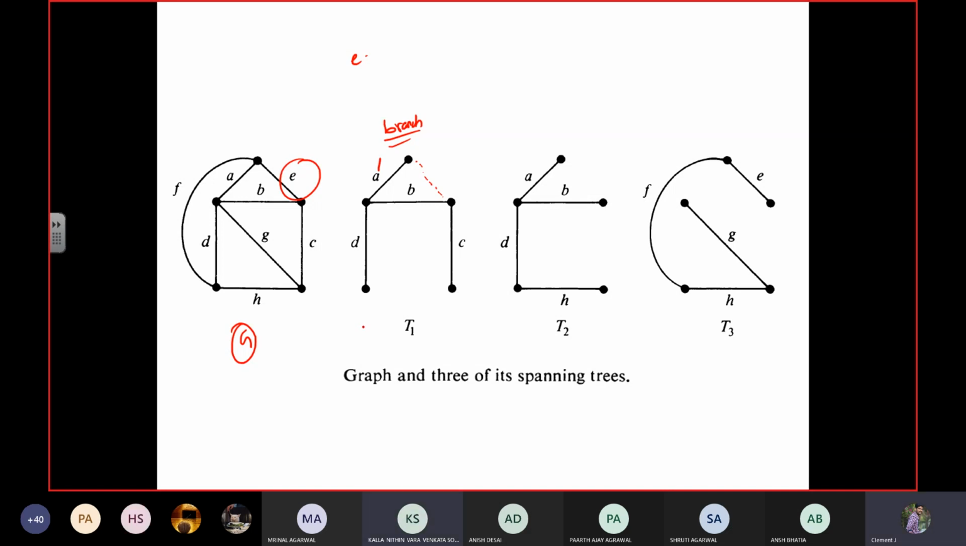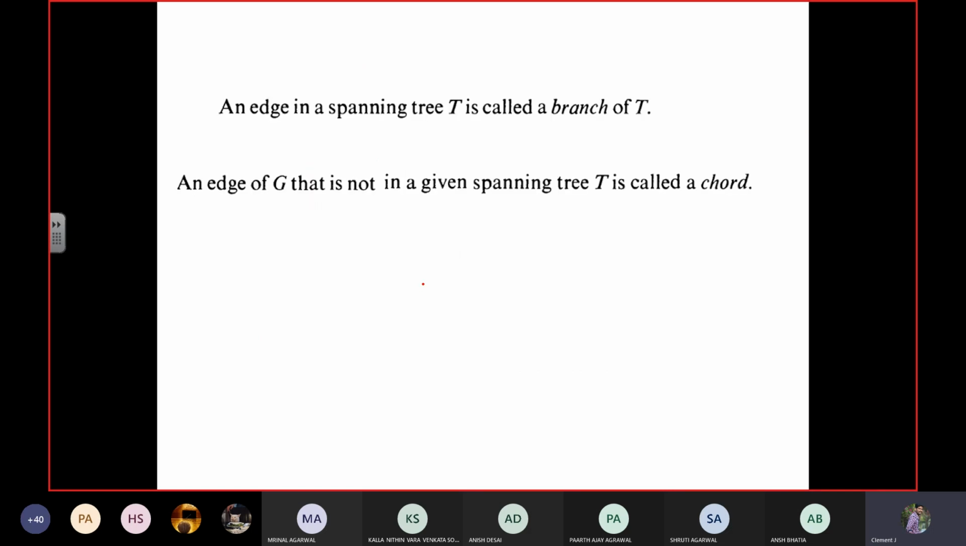G, H and F. Very good. All three can be called the chord. So I hope you have understood the definition. That's what they are given. An edge that is not in the spanning tree, but that can be an edge of the original graph G, is called a chord. Anyway, you have understood that.